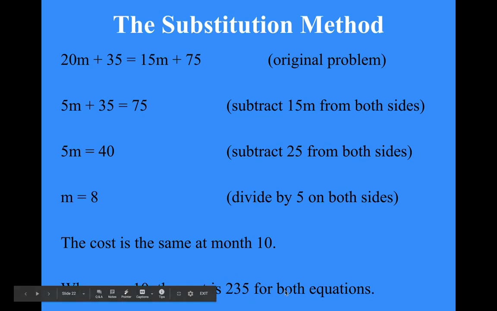That's another way we're going to check. Because if I plug in 8 here and I get 195, but let's say I plugged in 8 here and I got 200, I did something wrong. Okay, I'd have to go back and check my work. In this case, it worked out, so I don't have to go back and fix anything. My answer is just 10 and 235. I'm done.